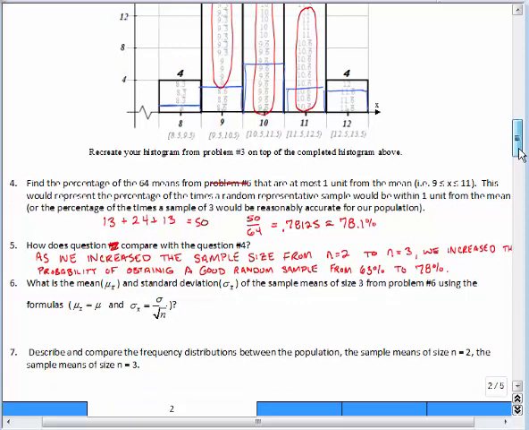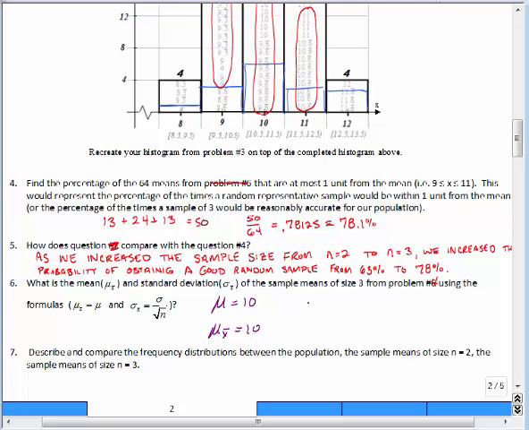And here it says, what is the mean of the sample means and what is the standard deviation of the sample means of size 3 from that problem, number 4 I think, using the formulas mu sub x bar equals mu and sigma sub x bar equals sigma over square root of n. So let's break that out really quick. We know that mu, we cheated. We had a population of size 4, so it was easy enough to figure out that that was 10. If the population mean is 10, then the mean of the sample means is also 10. What that basically says is, if you took all 64 of those sample means, added them together, and divided by 64, it should be 10.